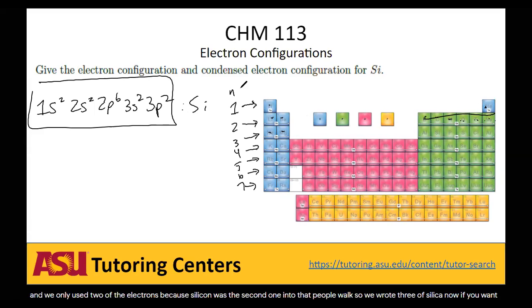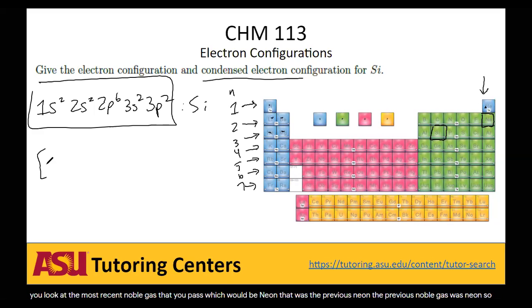Now, if you wanted the condensed electron configuration, what this means is you look at the element you're trying to write the electron configuration for, in this case Si, and then you go to the noble gas that comes before it. So the noble gases are in this column, in the very last column. So you look at the most recent noble gas that you passed, which would be neon. That was the previous noble gas, neon.